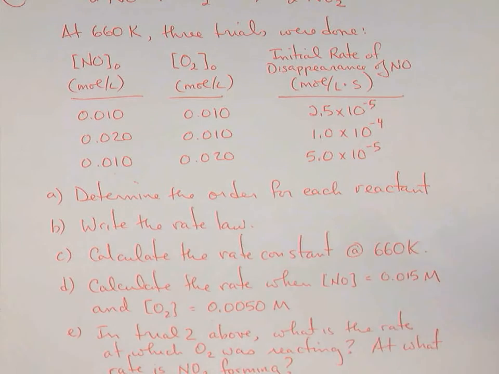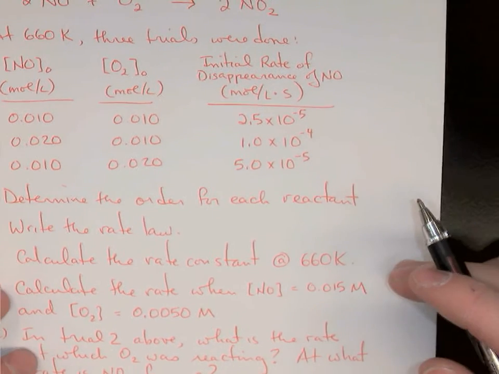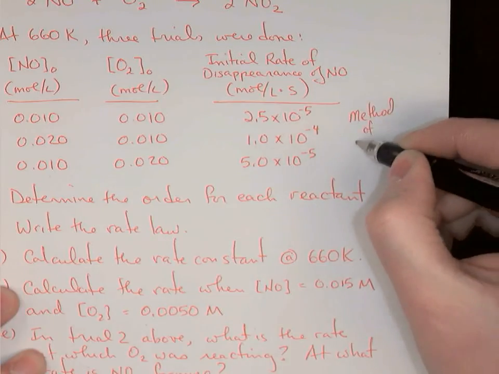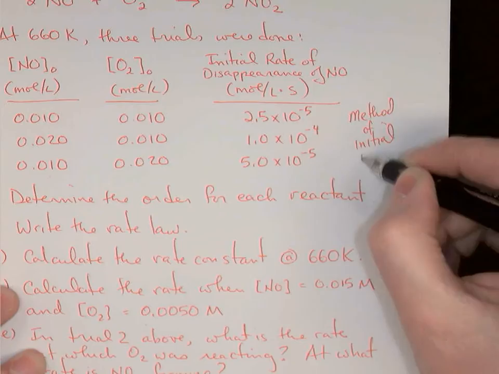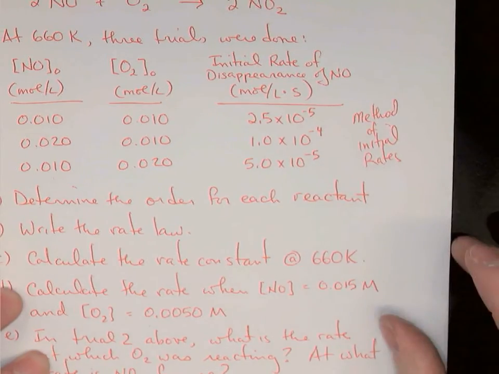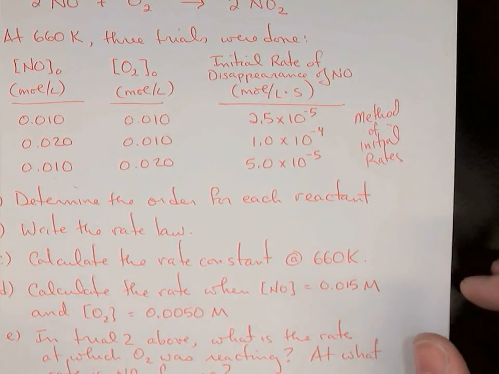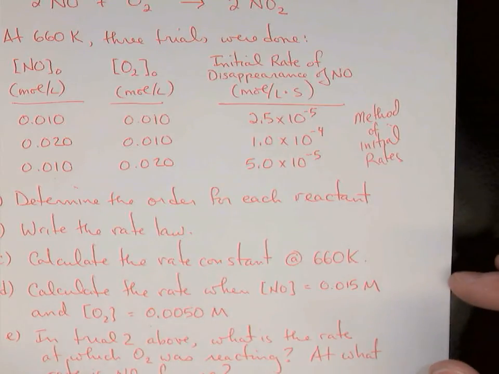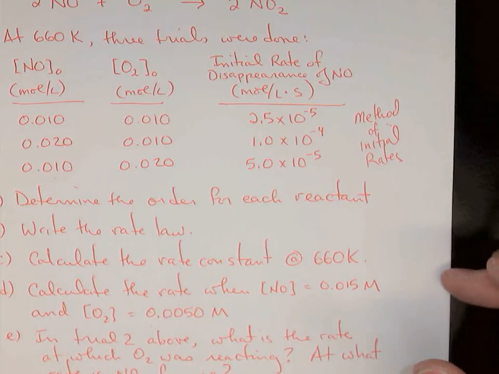This is typical information for what's called the method of initial rates. That's what we're going to use here, because you'll notice in the table we were given initial concentrations and we're measuring the initial rate of disappearance of NO. So it's called the method of initial rates. We're going to determine something called the rate law for the reaction. And within the rate law, we'll be able to see things like the order for each of the reactants, the order for NO and the order for O2, and we'll calculate what's called the rate constant.